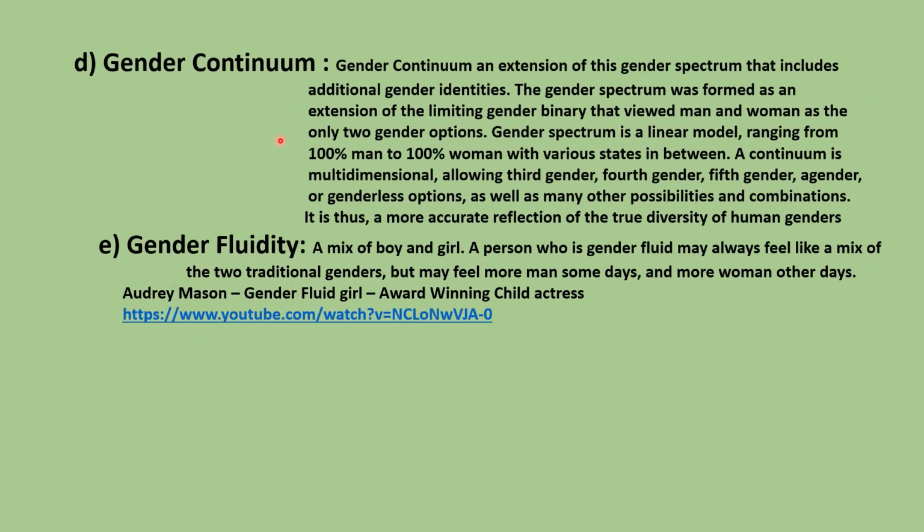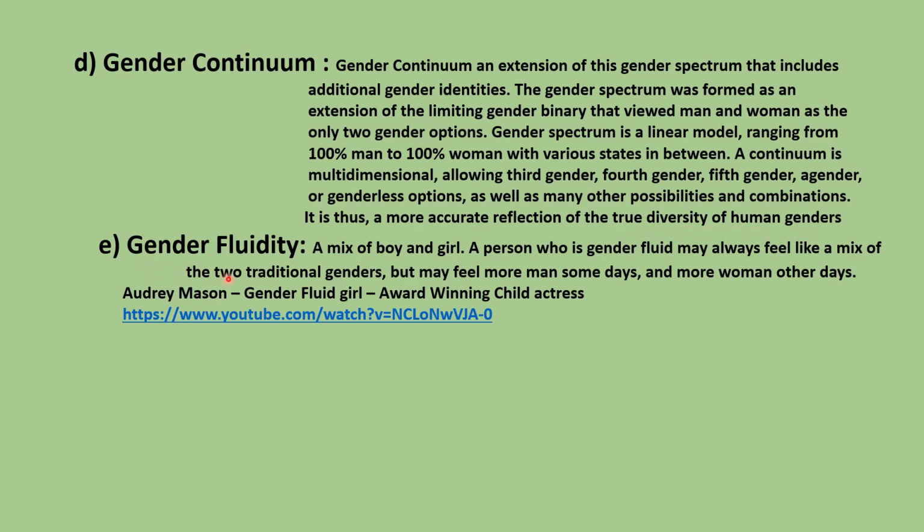Then gender continuum. Gender continuum, an extension of this gender spectrum that includes additional gender identities. The gender spectrum was formed as an extension of the limiting gender binary that viewed man and woman as the only two gender options. Gender spectrum is a linear model ranging from 100% man to 100% woman with various states in between. A continuum is multidimensional, allowing third gender, fourth gender, fifth gender, agender, or genderless options, as well as many other possibilities and combinations. It is thus a more accurate reflection of the true diversity of human genders.